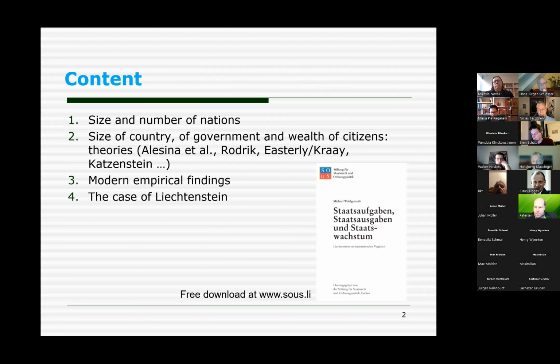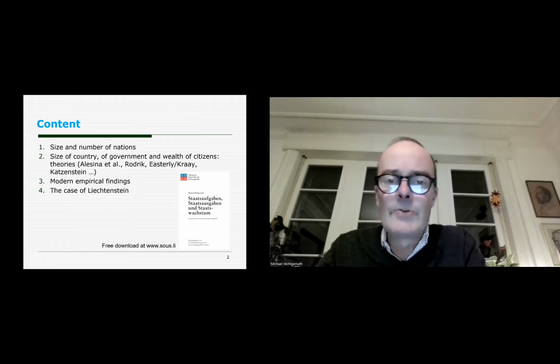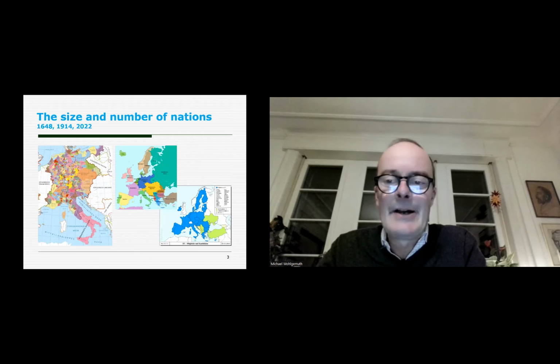And I contrast this with generalizable, perhaps empirical findings, and especially the case of Liechtenstein. So Liechtenstein is a case of falsification of much of what Alesina and Rodrik have claimed about the relevance of population. I love maps, as Gerhard already knows, and if you look at simply this part of Europe, you could see that the size and the number of states has changed dramatically over the decades.